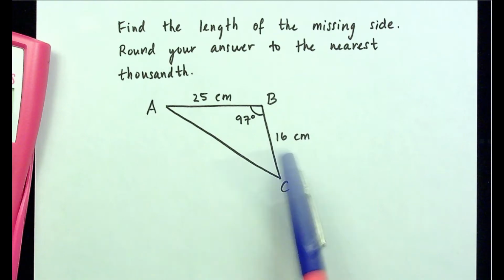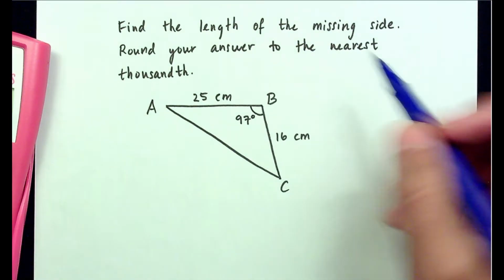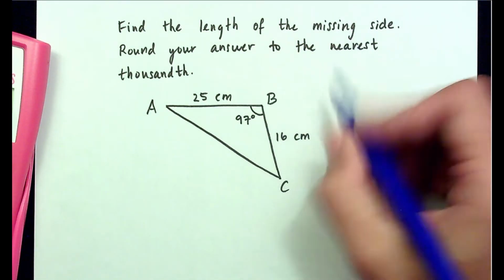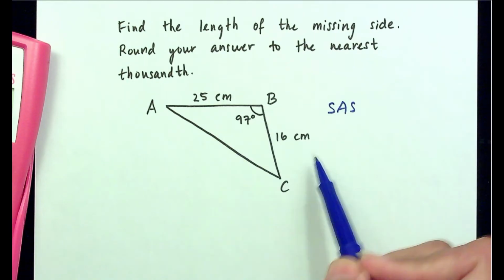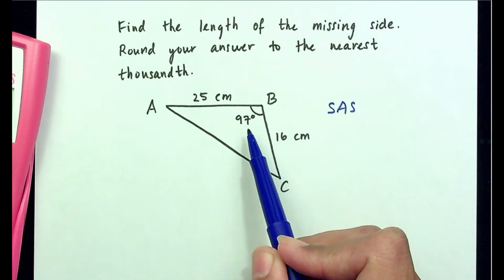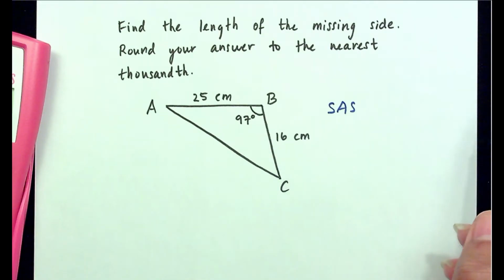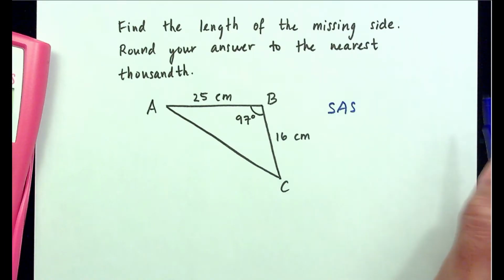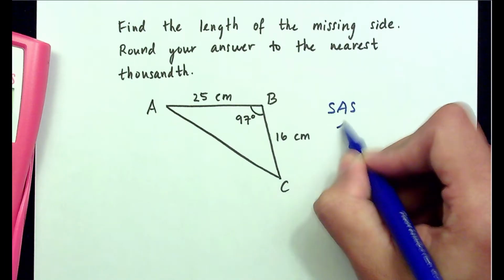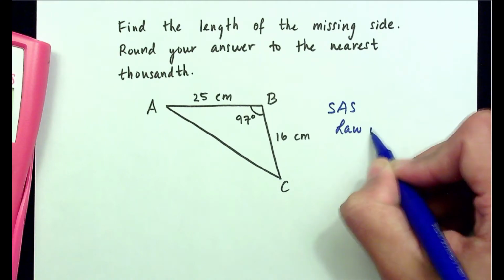Either way, in this situation, we have this triangle. In what situation is this? This is the SAS situation, the side, angle, side. We know two sides, and we know the angle between them. So this is one of the two cases in which the law of cosines applies.